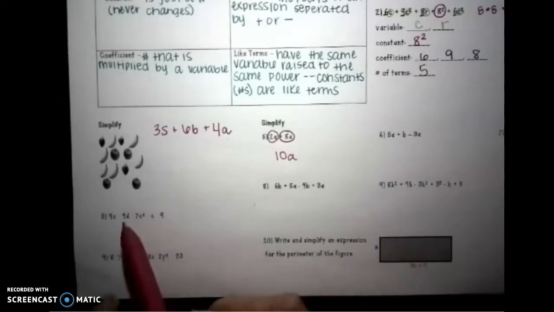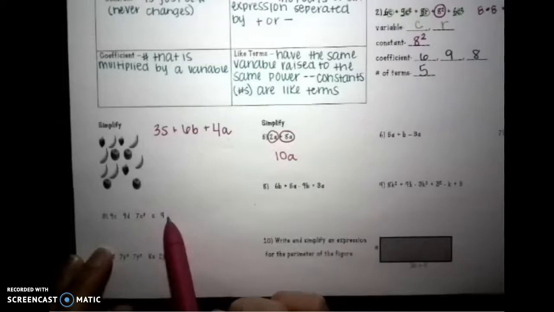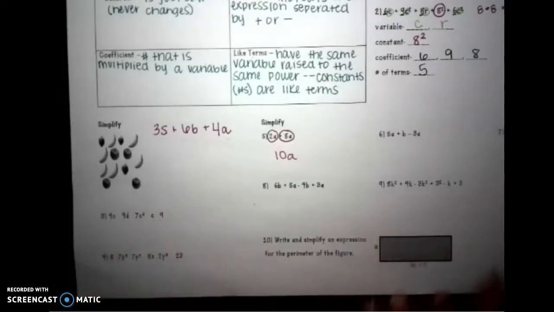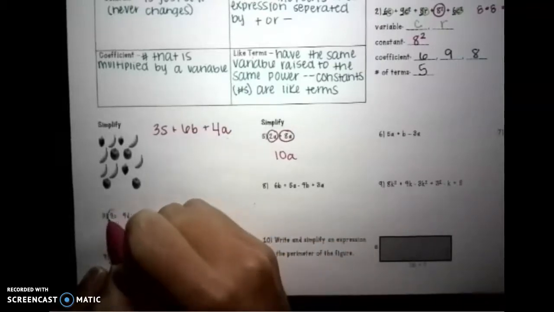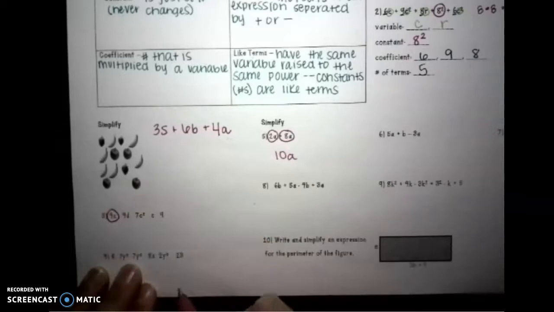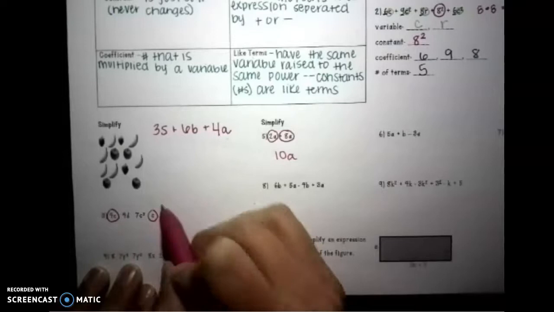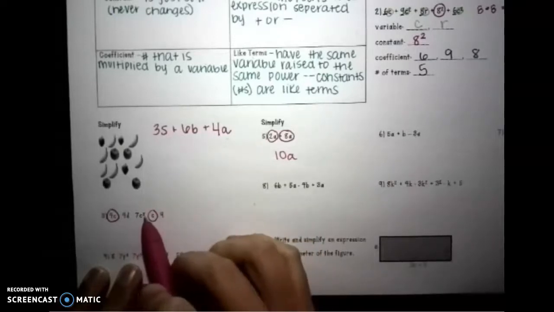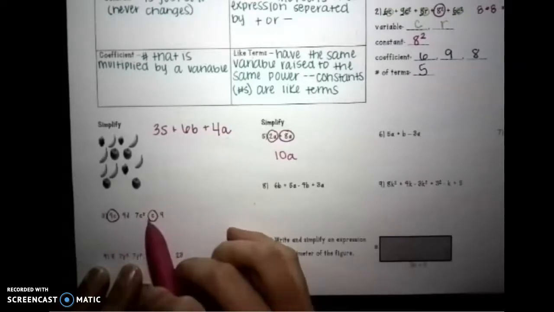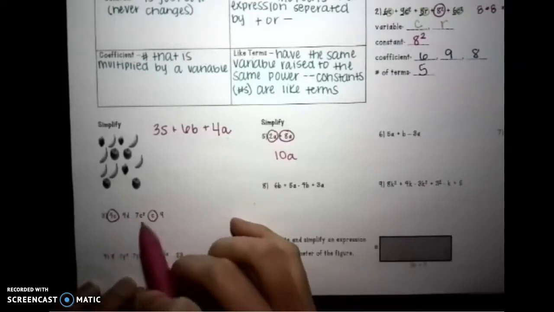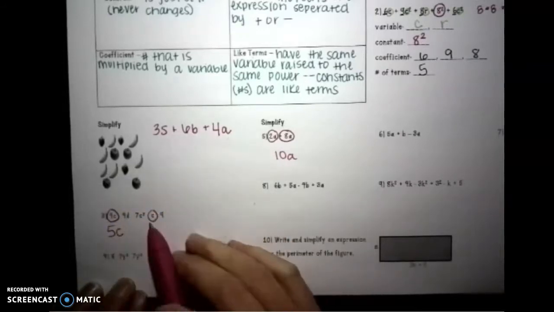Okay, so for number 3, we have a 4C, we have a 4D, we have a 7C squared, we have a C, and we have a 9. All right, so let's discuss which ones would be very similar. So I have 4 cookies, all right? So I'm going to circle in pink my 4 cookies. Do I have any more cookies? I have a C right here for cookies. And then I have a cookie squared. Is that the same thing as just plain cookies? No, it's not, okay? So I could only combine my 4 and my C. So that means I have a total of 5C, okay?